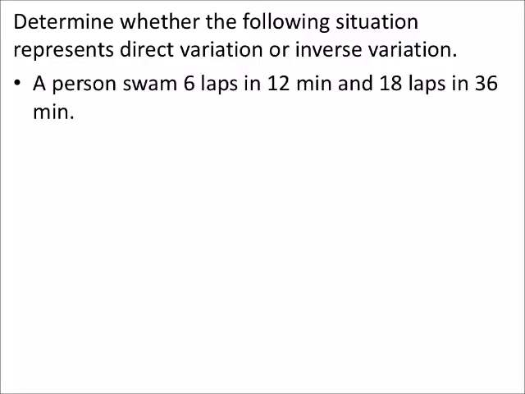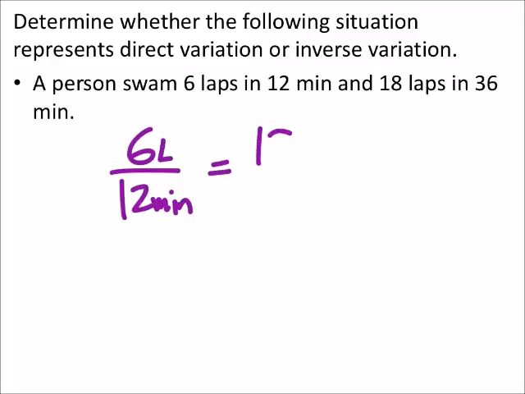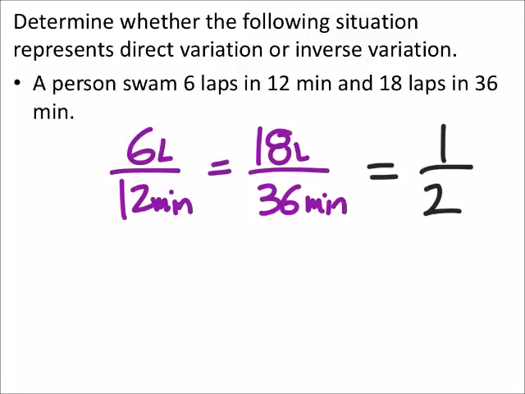Just to check to make sure it's direct variation, you should get 6 laps in 12 minutes. This should be the same as 18 laps in 36 minutes. And if we simplify both of these, looks like we get 1/2. Or 1 lap would be 2 minutes.